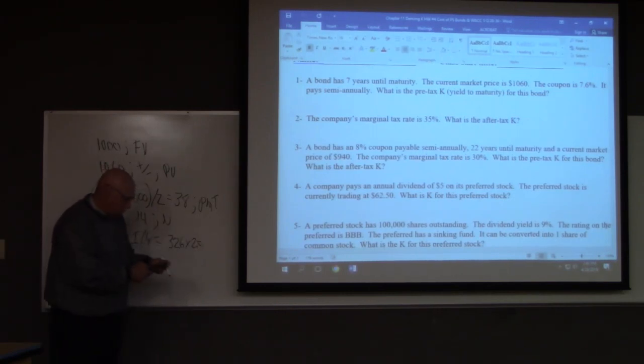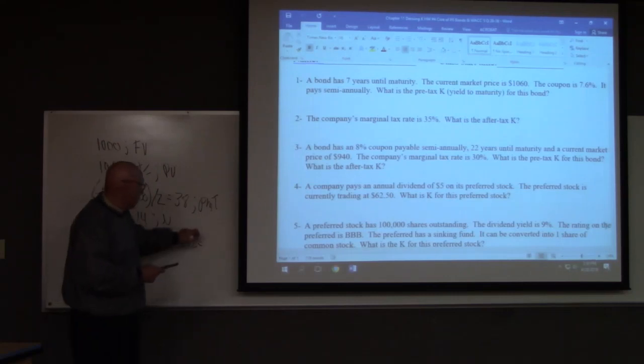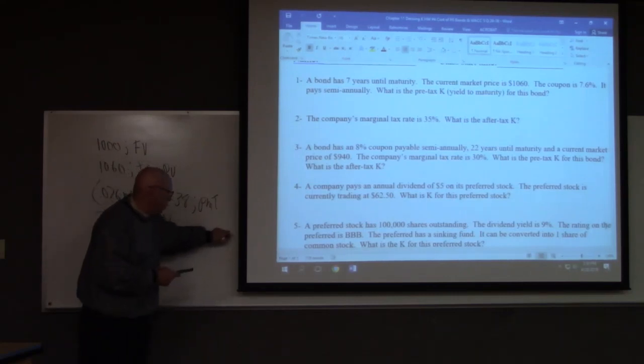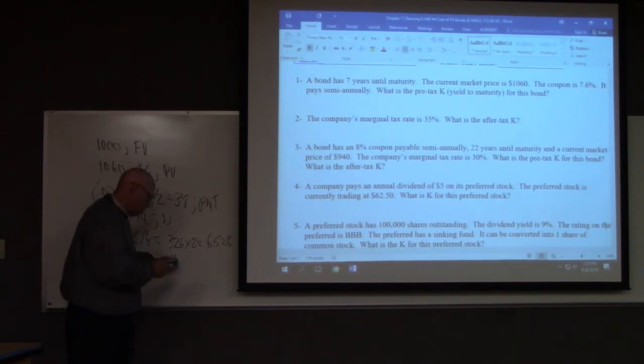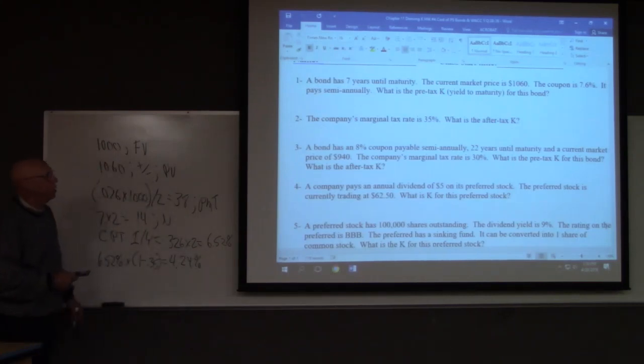times 2 is 6.52%. All right, so there is our pre-tax cost of debt. The tax rate is 35%, so we're going to multiply 6.52% times 1 minus 35%. And we get 4.24%. There's our after-tax cost of debt.